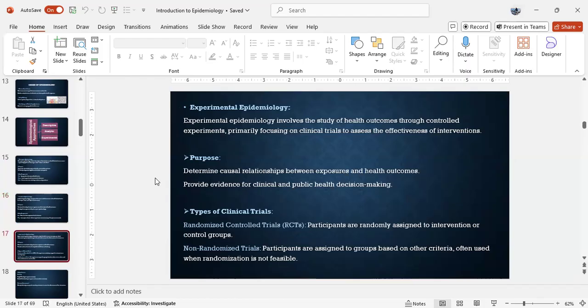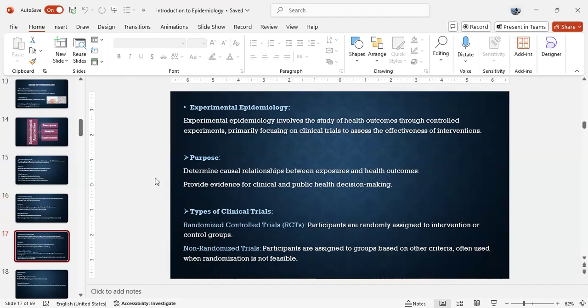Experimental epidemiology. Experimental epidemiology involves the study of health outcomes through controlled experiments, primarily focusing on clinical trials to assess the effectiveness of intervention. Its purpose is to determine causal relationships between exposures and health outcomes. It provides evidence for clinical and public health decision making.